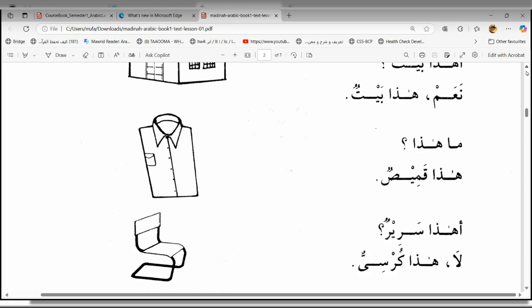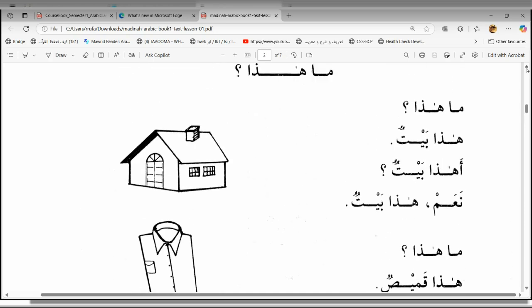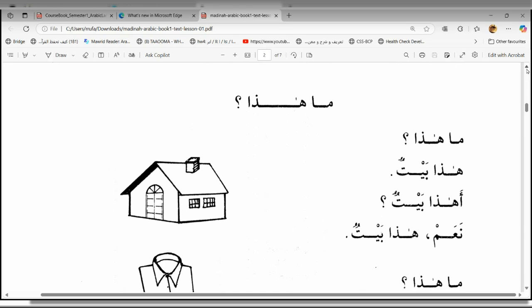Now we move on to something else, which is how do you ask a question? We can ask a question in many ways. One of them is to say, what is this? Or what is something? The word for what in Arabic is ma. Ma hadha. What is this? Hadha bayt. This is a house.